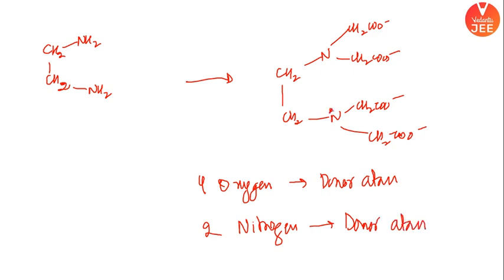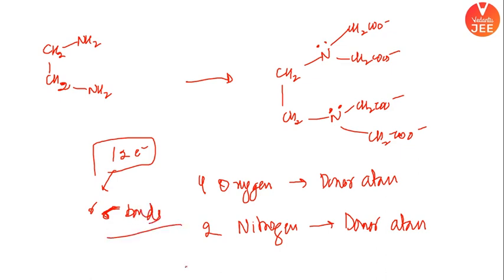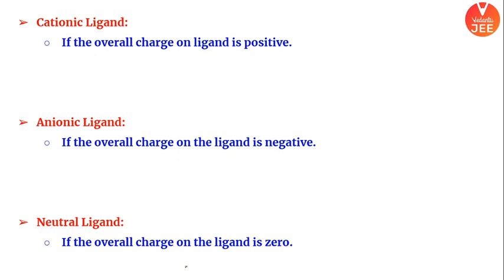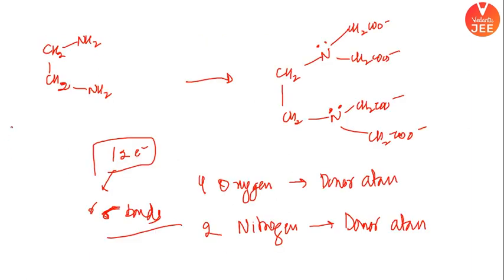Correct? Check this out. So in total, how many electron pairs would be given by one molecule of EDTA? It will be giving 6 pairs, so 12 electrons would be given. It will form 6 sigma bonds. I hope it is clear. What an amazing concept, right? Achha, one more thing I would like to tell you here. Let me erase a few things here.